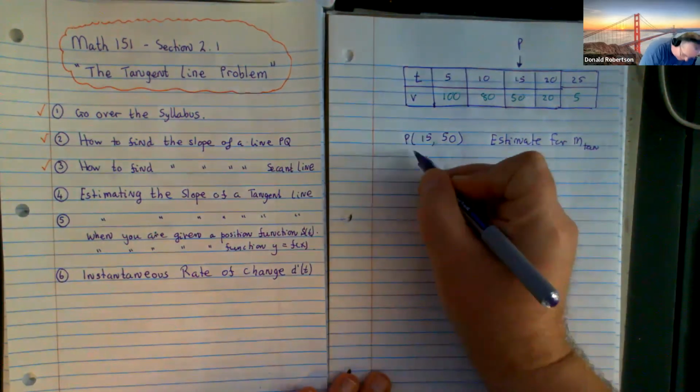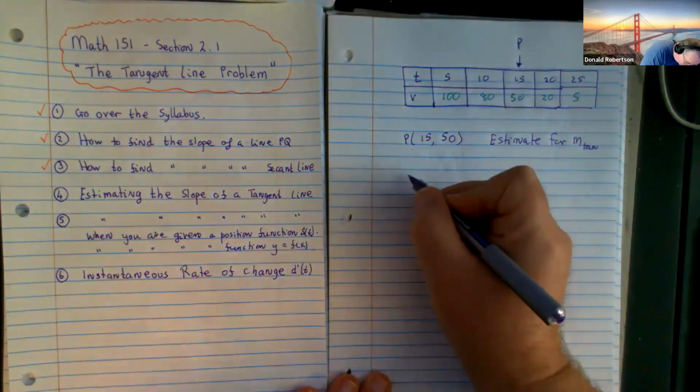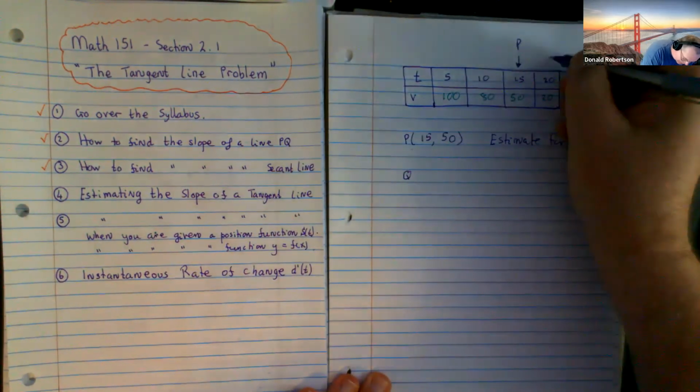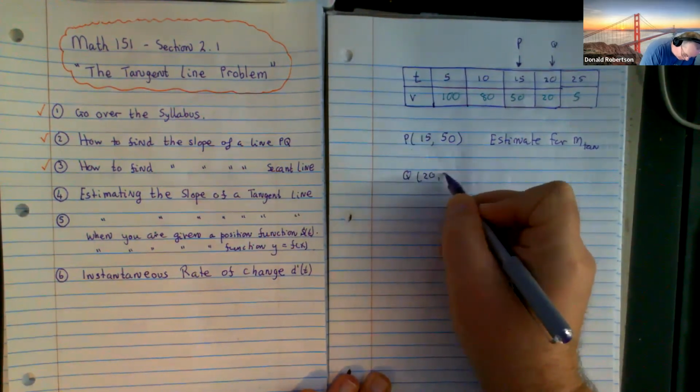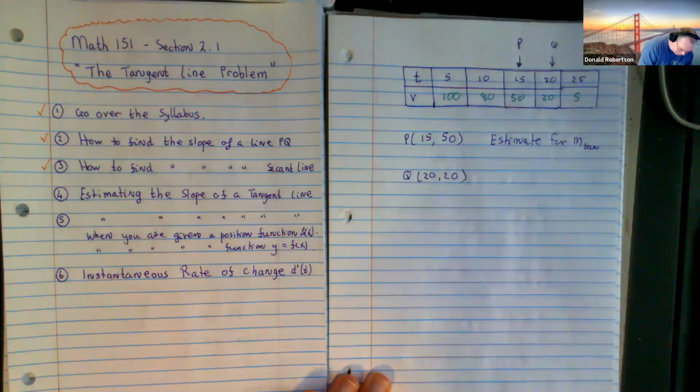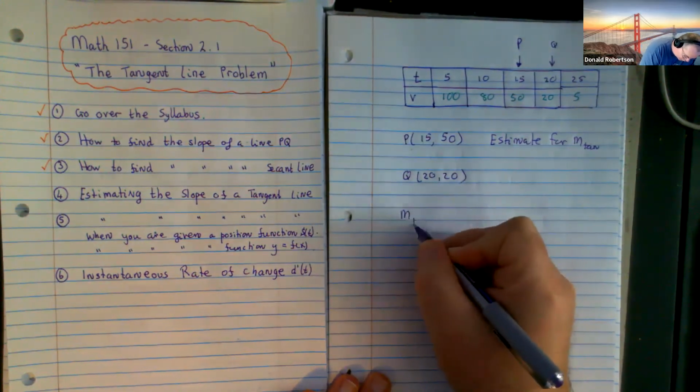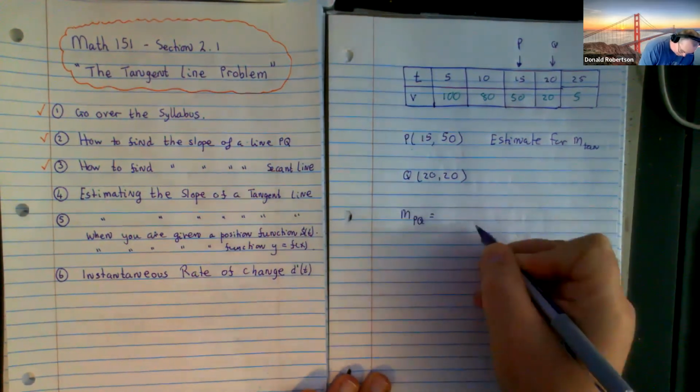So I've got my P. I'm now going to choose a Q. And I'm going to pick this guy over here as my Q. So his coordinates are (20, 20). And now I'm going to find the slope joining P to Q.